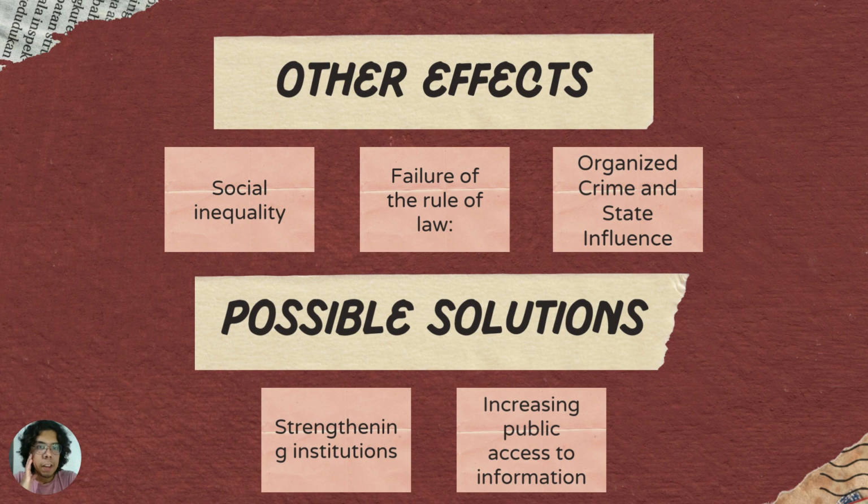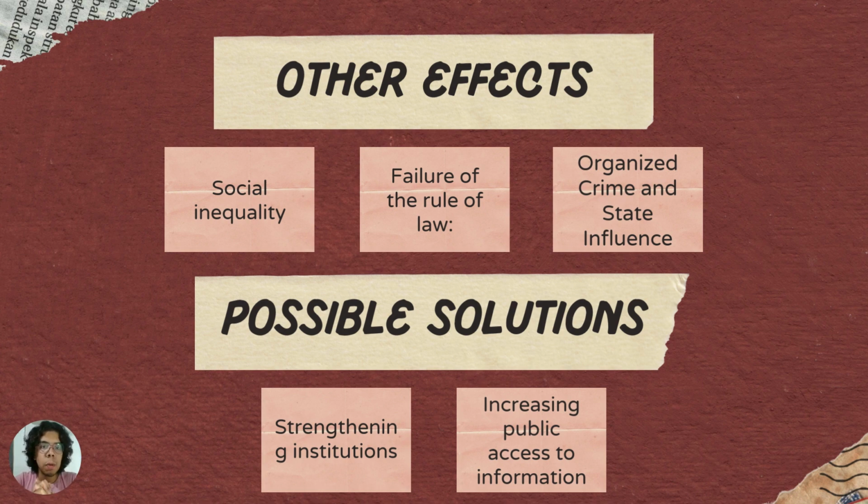Some other effects in society that are related to corruption are social inequality, mainly because these students came from a rural place and they wanted to fight against corruption. Also, the failure of the rule of law. We can see this in the collaboration between government and the criminal groups, which leads to the following point: organized crime and its state influence.